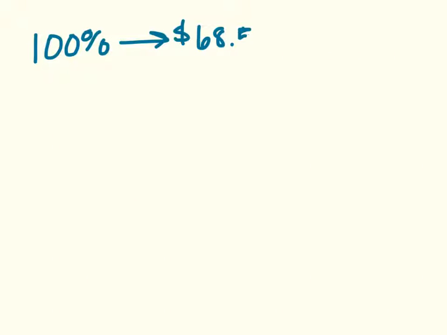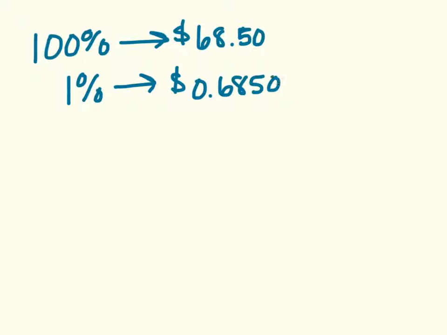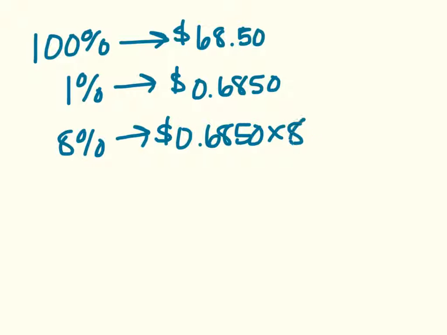We'll set up method 2 like this. 100% of the cost of our meal equals $68.50. 1% of the cost of our meal is 0.6850. See where that comes from? We're dividing 68.50 by 100. Then we're going to take 8%, which equals 0.6850 times 8, which will give us $5.48.